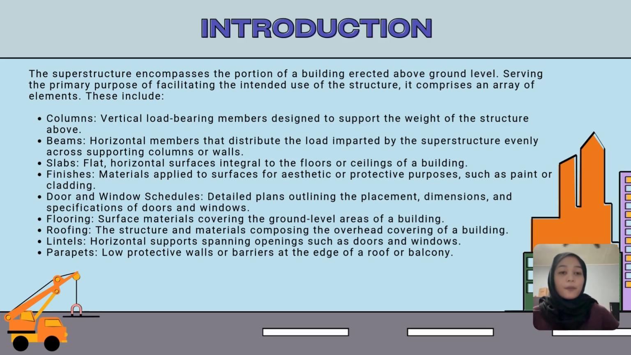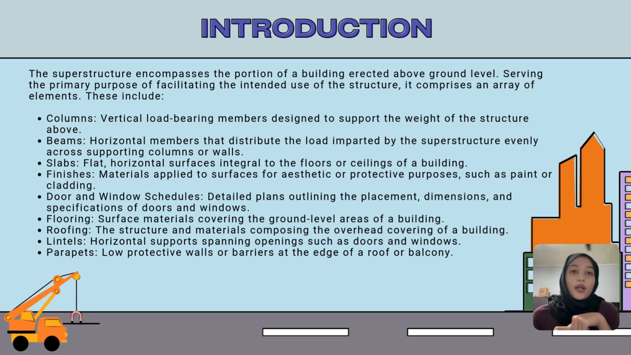And next is a beam, which is a horizontal member that distributes the load by the superstructure evenly across supporting columns or walls. So this is a beam and this is a column. The beam will distribute the load to the column. And slab is a surface integral to the floors or ceiling of a building. The design is a flat or horizontal surface. And finishes are materials applied for protective purposes such as paint or cladding.